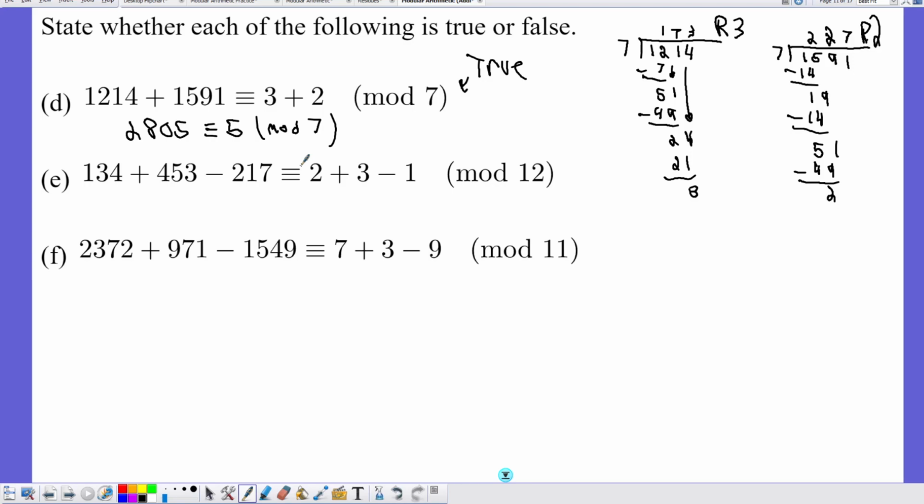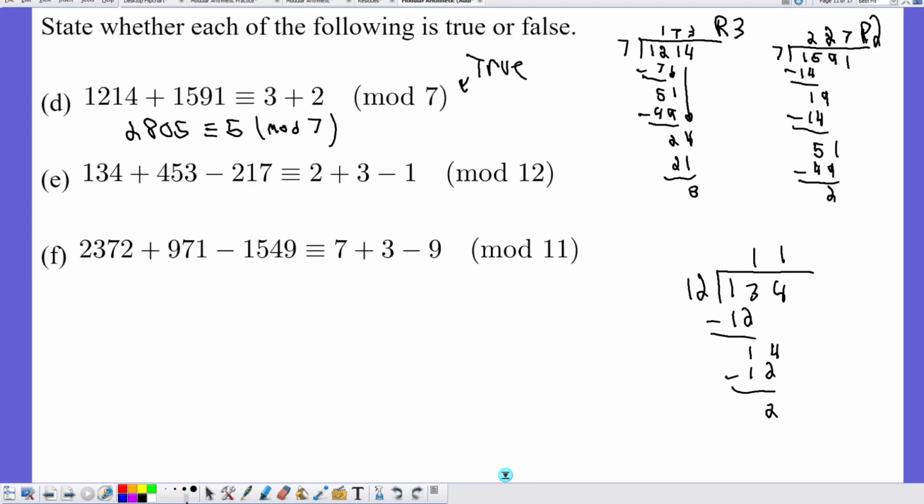mod 12? So let's take 12 divided into 134. Well, it goes in once, we get 1, drop the 4. It goes in once again. We have 12 minus, we got remainder 2. So that holds. 134 does match with 2.